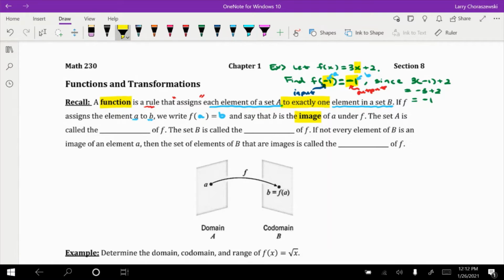Now, this set that you're collecting all of your elements in, which get assigned to the elements in the second set, in other words, where we get these numbers that we plug into the function, is called the domain of the function. These consist of all the elements that are yet to be assigned. The set B, in other words, the set where these domain elements get assigned to, is not called the range, but rather the codomain of the function f.